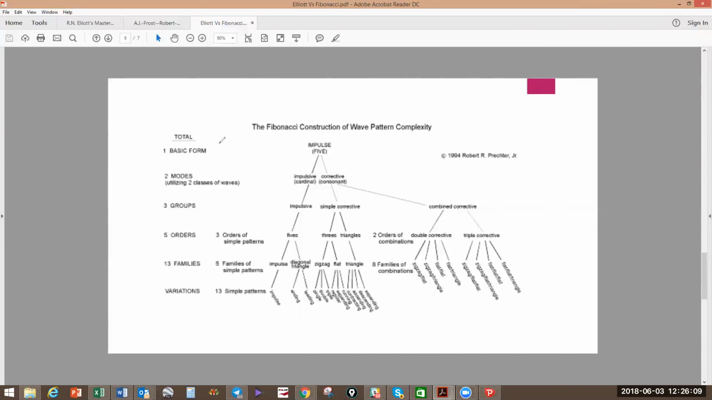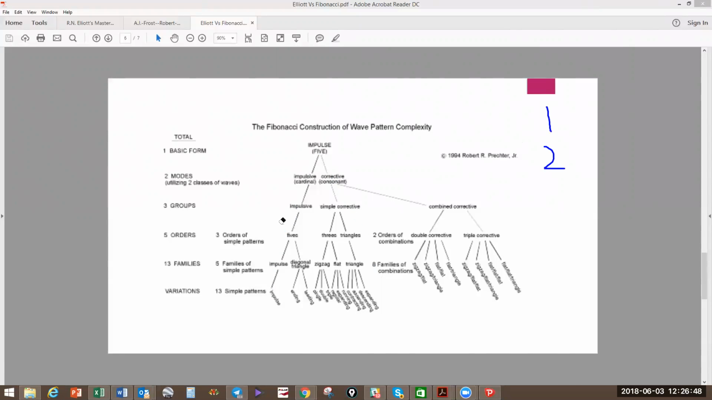Let's just talk about the basic form of the wave principle. There is one basic form. What is that one basic form? It's the impulse and the correction. We all know that the Elliott wave theory is based on the impulse and the correction, right? And there are two modes. The one is the impulsive one, and the other one is a corrective one. We already have one basic form. Now we've got two modes, or classes of waves. The one is impulsive and the other one is corrective. So we've got two.